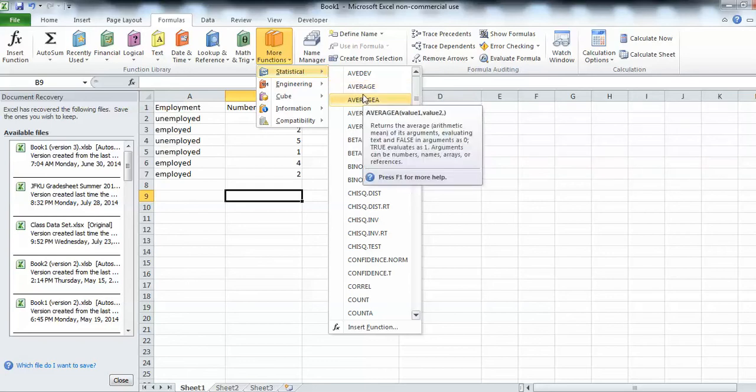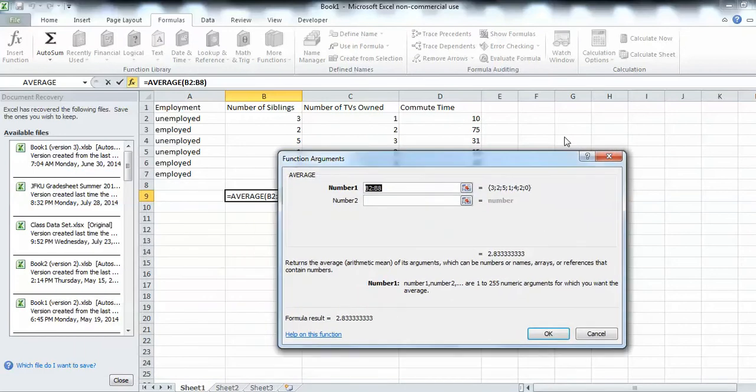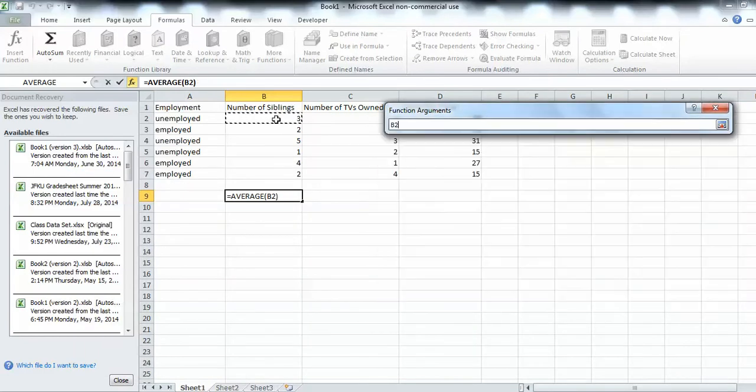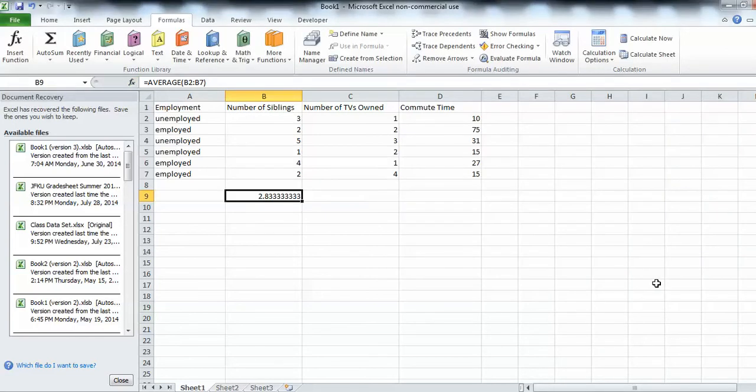So for mean, we go to average right here. It's close to the top. This comes up. Highlight the numbers in one column of data like this. Highlight all the numbers, and then click OK, and you get the answer. Before you do that, you have to make sure that you choose which cell the answer will go into. You have to choose an empty cell. For example, I couldn't click on this one and then try to get the average because it won't work because there's already a number in here.